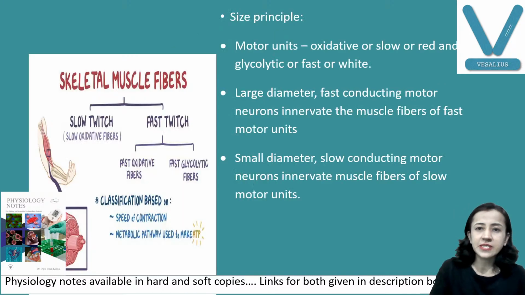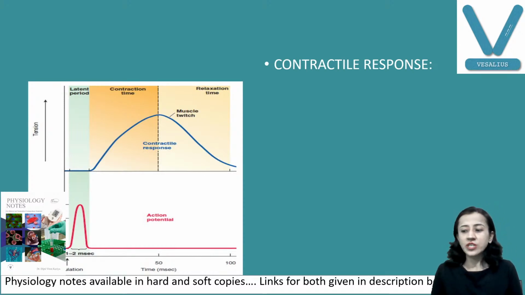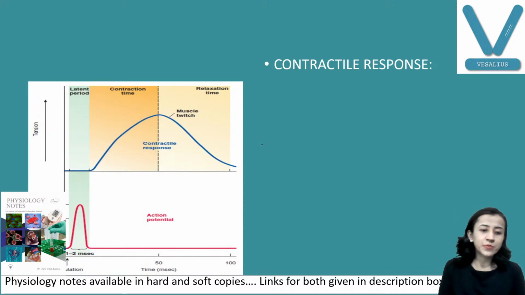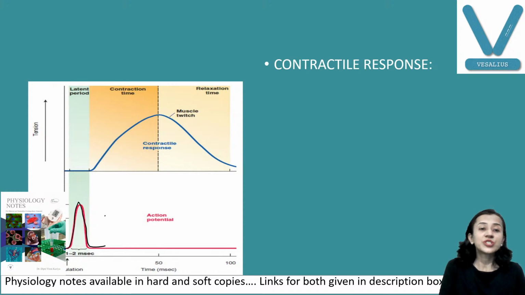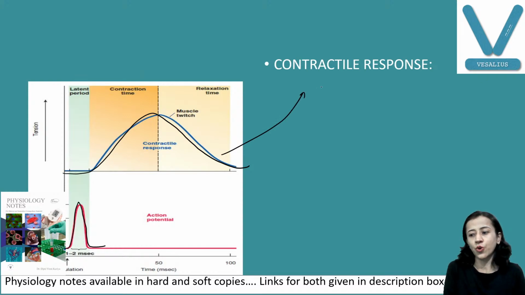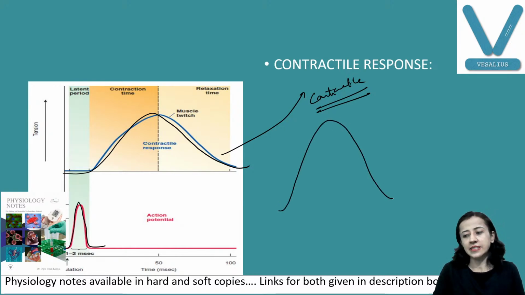A small thing we will discuss, which is not much needed, about contractile response. Now what is contractile response? You can see here, whenever there is an action potential, that is the electric response, which is followed by the mechanical response. This is contraction and relaxation, and this is your contractile response. Fine. A single muscle fiber contracts, then relaxes, like this.